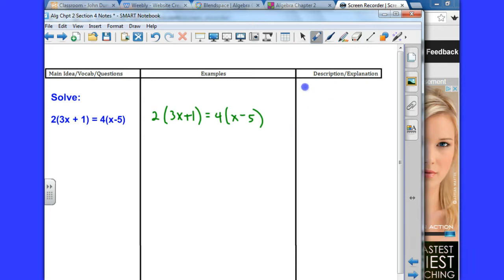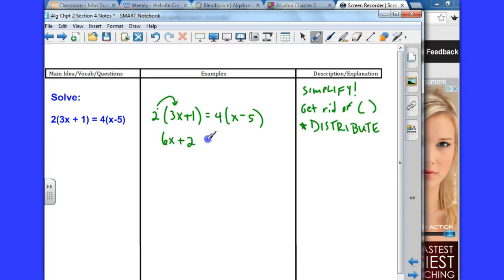So what we're going to do is we're going to simplify. I'm going to get rid of the parentheses. And you remember how we do that? That's the distributive property. Distribute. It's a really important rule for algebra that you understand how to distribute, to simplify. I have 2 times 3x plus 1, so I'm going to multiply the 2 there, get 6x plus 1. I'm sorry, 6x plus 2.